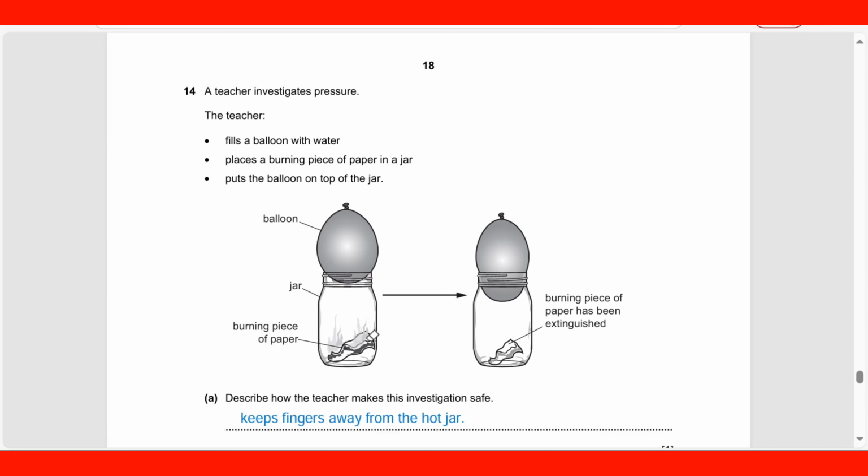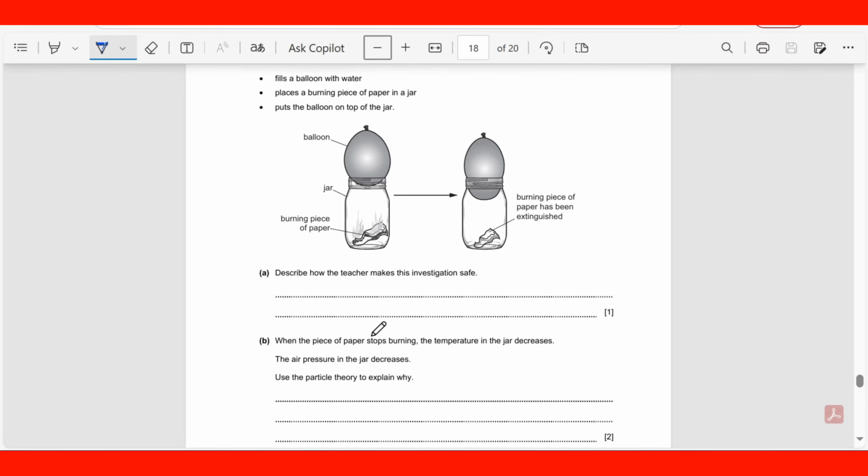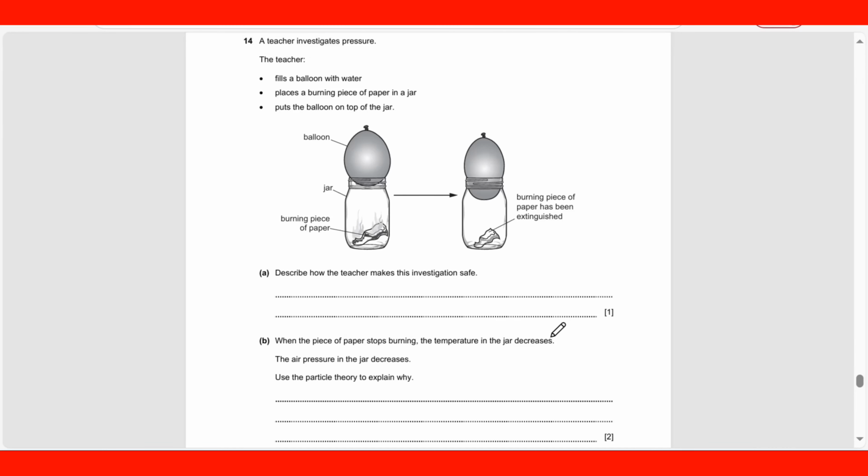Okay, so keep fingers away from the hot jar. That should be the appropriate answer. Or if you have any idea, please write down in the comment section. Okay, when the piece of paper stops burning, the temperature in the jar decreases and the air pressure in the jar decreases. Then use the particle theory to explain why.